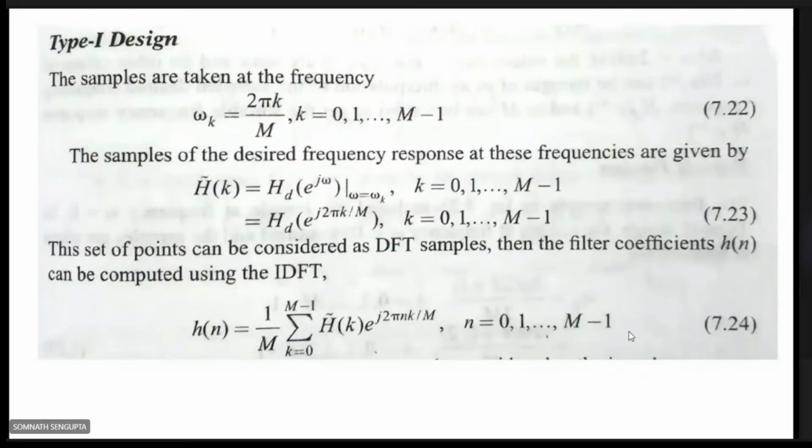So we take the discrete samples, k equal to 0 to m minus 1, so your frequency will also be discrete. The whole 2 pi frequency range is divided into m points, at the kth point. So there will be m number of samples.